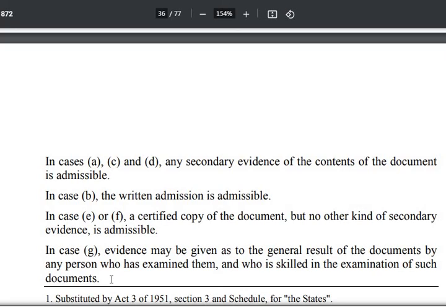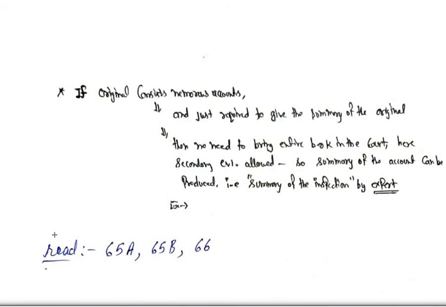मतलब हर केस में हर तरह का सेकेंडरी एविडेंस अलाउड नहीं होगा. सिर्फ 3 केसेस हैं जहां पर आप कोई भी सेकेंडरी एविडेंस ला सकते हैं. बाकी के केसेस में E और F में तो सर्टिफाइड कॉपीज लाओगे आप, और B में आप रिटन एडमिशन ही अलाउड है, और G में एक्सपर्ट समराइजेशन ऑफ द डॉक्यूमेंट. In A, C and D you can file any secondary evidence. By this the cardinal principle gets over, the topic cardinal principles get over.